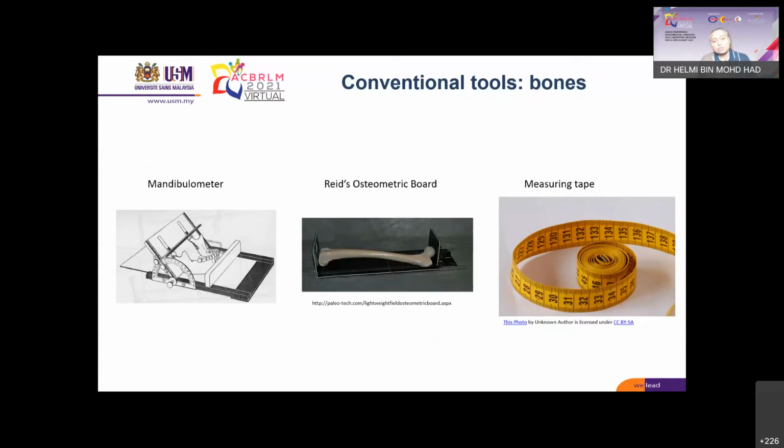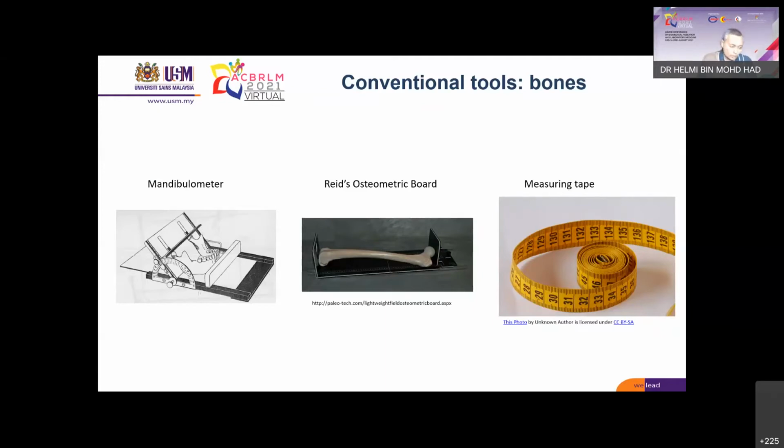Other conventional tools we have also include the mandibulometer. The mandibulometer is mostly used by the dentistry group. When we're looking at the mandibulometer, the dentistry group will use it to measure the angle of the mandible. The angle of the mandible can tell you the sex of a person, based on how masculine or how feminine the jawline is.